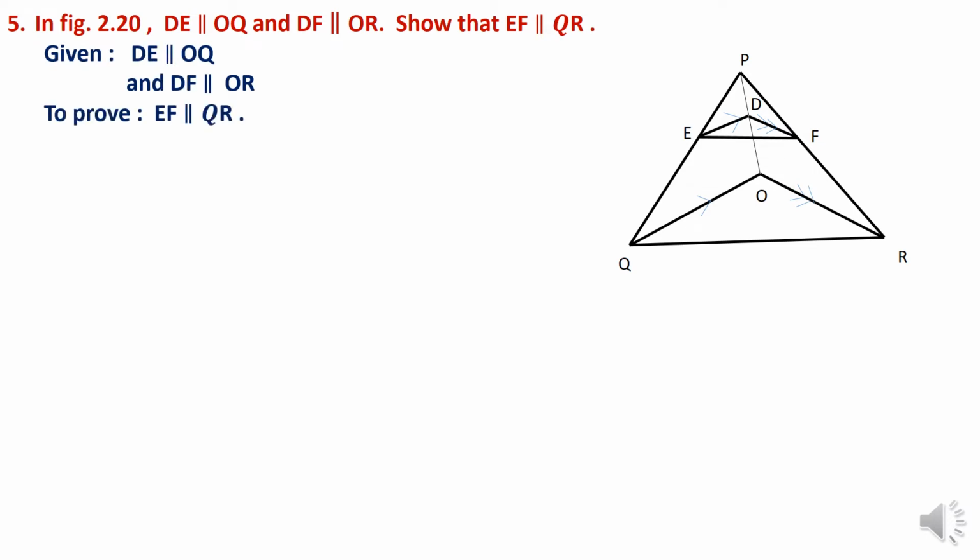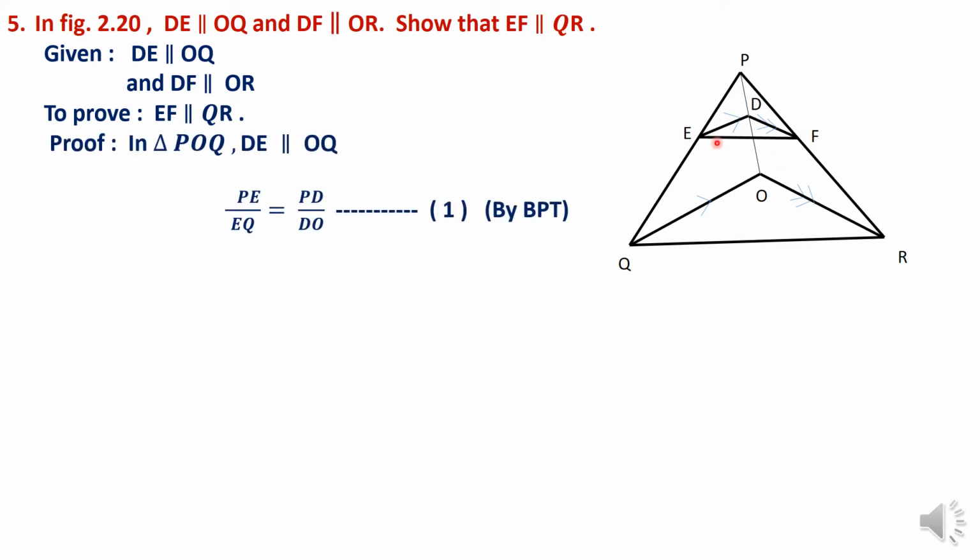To prove that EF is parallel to QR, first consider the triangle POQ. Given that DE is parallel to OQ, applying basic proportionality theorem, PE upon EQ is equal to PD upon DO. Consider this as equation 1.